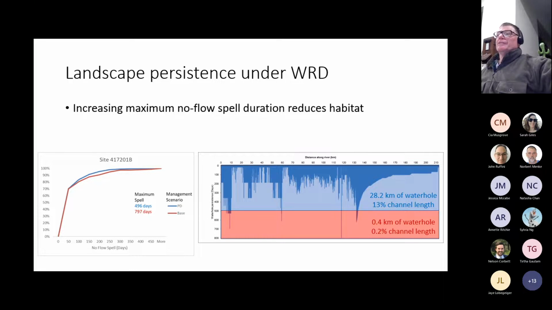And applying that to our 200 kilometres of data here, we see that at the worst case drought during pre-development, we had about 13% of the channel retaining water. But if we apply that full entitlement option, it was down to less than 1%, so 0.2, less than half a kilometre of waterhole for that whole 200 kilometres. So you can see here how increasing drought duration, be it from water resource development or from climate change or whatever, poses a massive threat to the fish that need to have somewhere to live during these times.